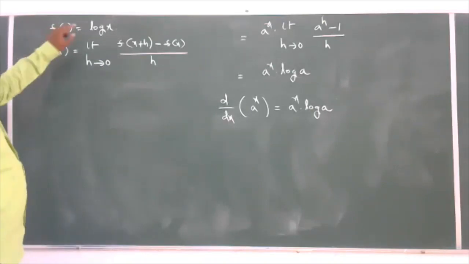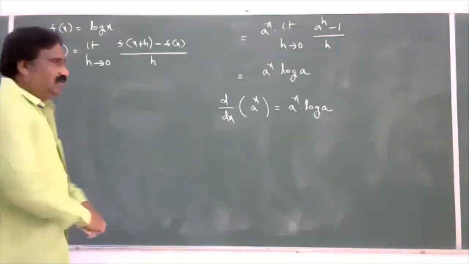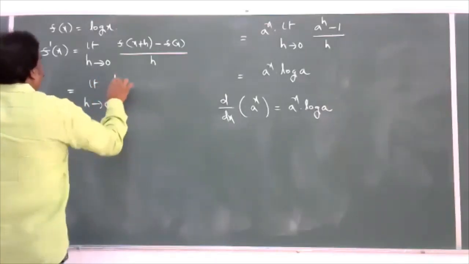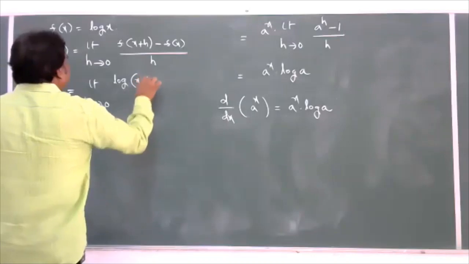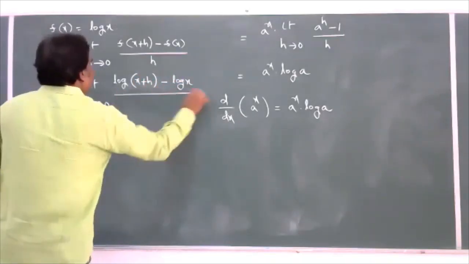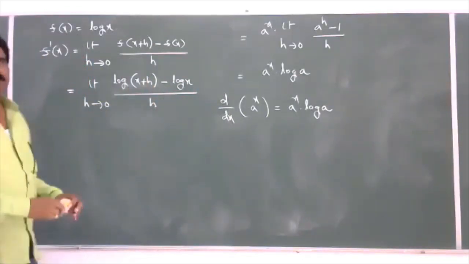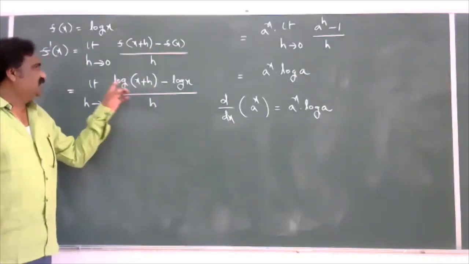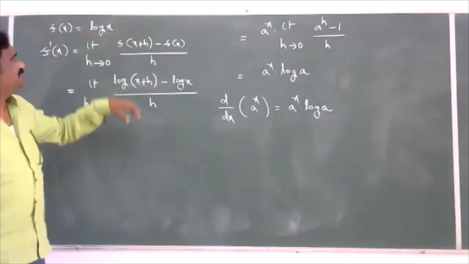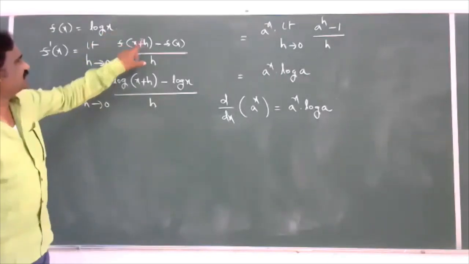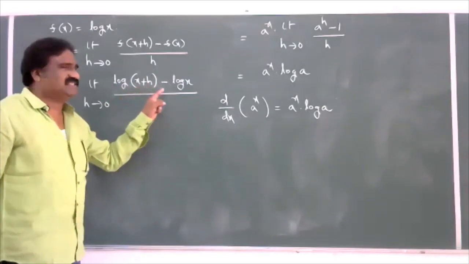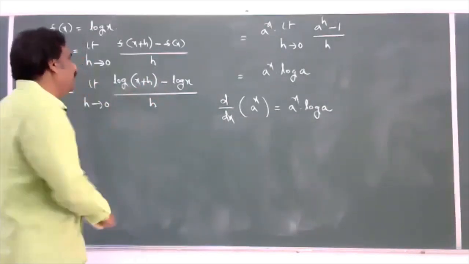Here given f of x is log x. So this is equal to limit h tends to 0, log of x plus h minus log x by h. f of x is given log x. Instead of x, you substitute x plus h. Then you get f of x plus h, that is log of x plus h minus log x by h.